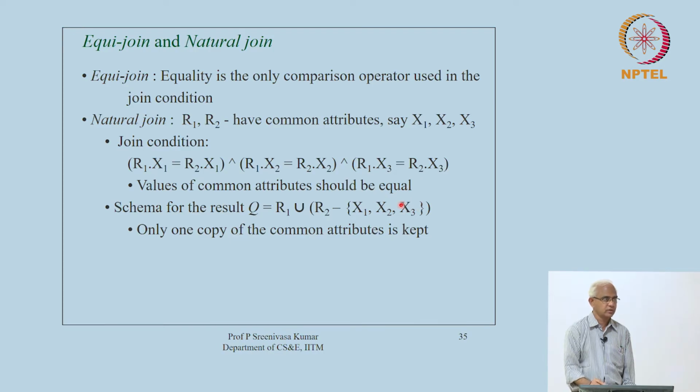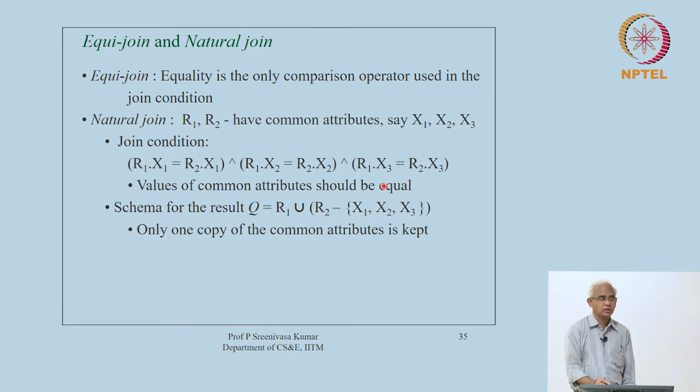x1, x2, x3 are present in both R1 and R2, but we need only one copy, because it does not make sense to keep both copies, because anyway they will be equal, because we are putting this condition right here saying that they should be equal. So in the result they will be equal. You get the point?